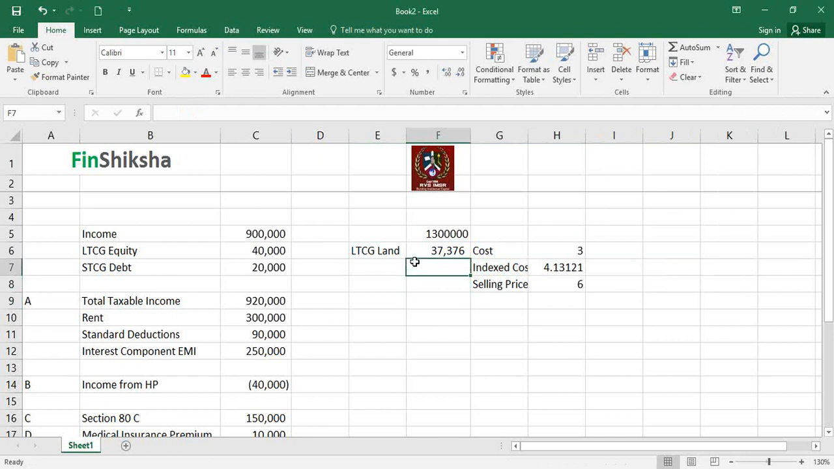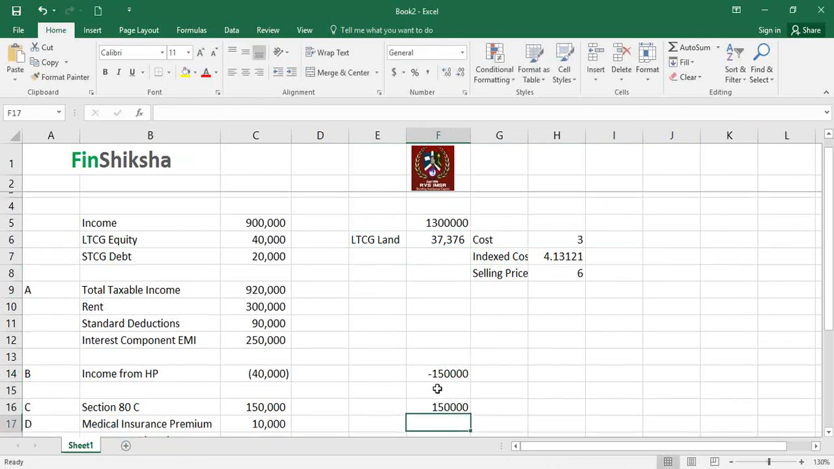Then house property total deduction is minus 1.5 lakhs, correct? Section 80C is 1.5 lakhs.